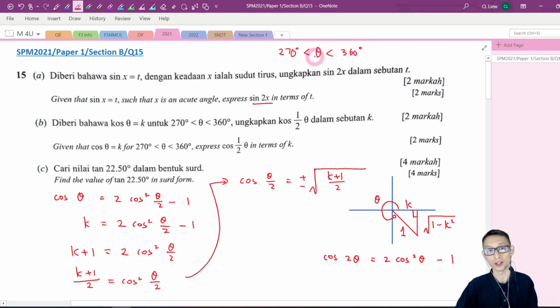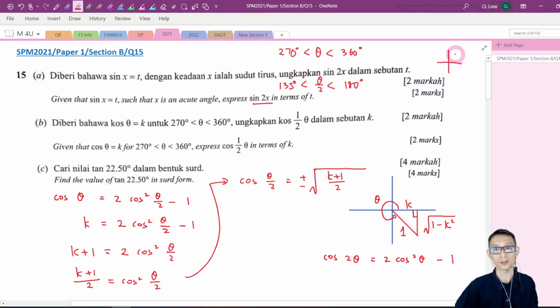This is the range for theta. So now we are working for theta over 2. If I divide theta by 2, this will become 135 degrees and this will become 180 degrees. So this is actually the second quadrant, right? We know that in the second quadrant, cosine will be negative.